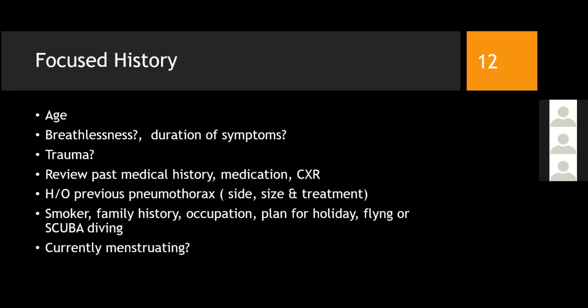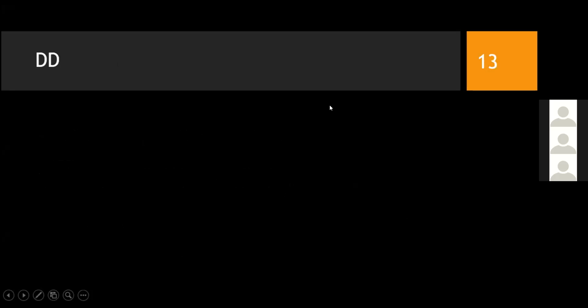And regarding the occupational and social history, like smoking and family history, sometimes there can be a familial pneumothorax as well. Occupations like frequently flying patients and those who enjoy scuba diving are at high risk of pneumothorax. And currently menstruating women, we should also include in our history.